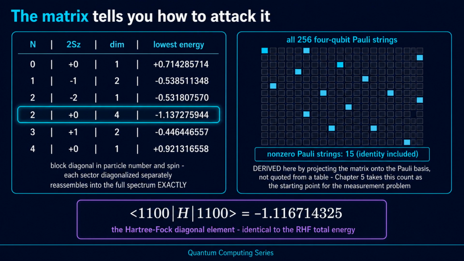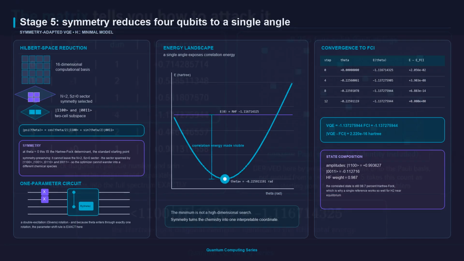Projecting the matrix onto the 256 4-qubit Pauli strings leaves exactly 15 with a non-zero coefficient. That structure is a gift. Since the ground state has no weight on the singly excited determinants, the whole problem lives in a 2-dimensional subspace, and one parameter is enough: an angle mixing the Hartree-Fock determinant with the doubly excited one.